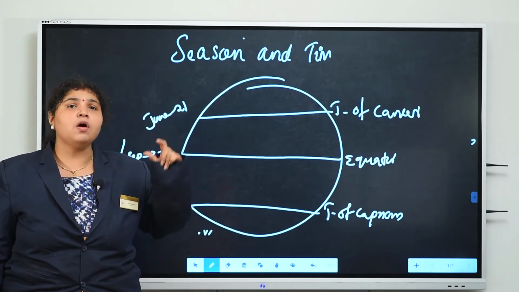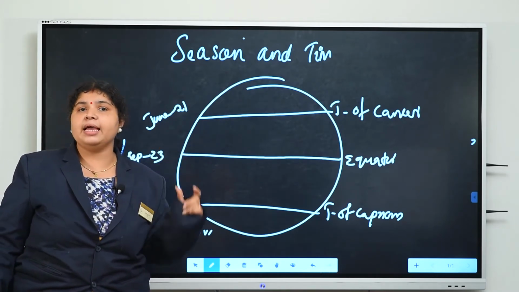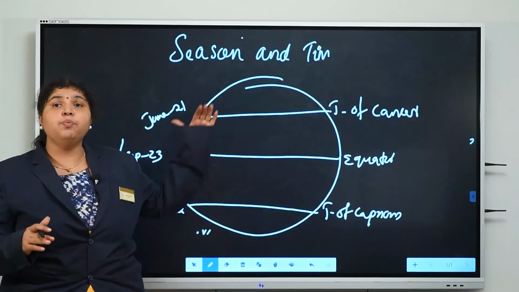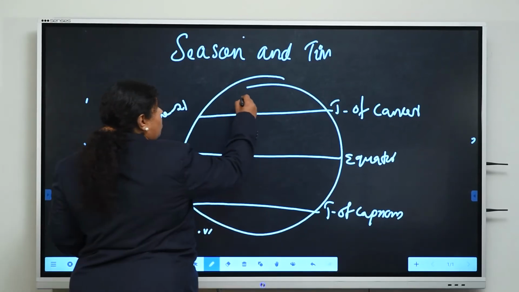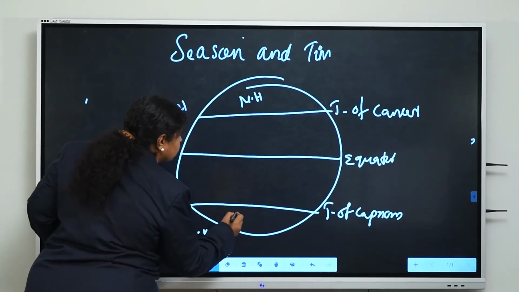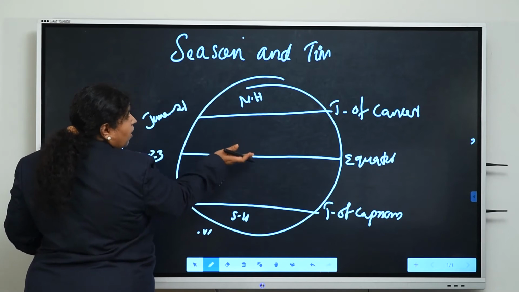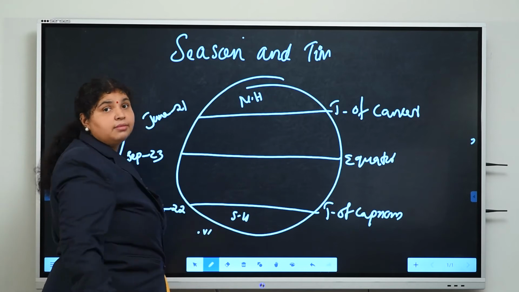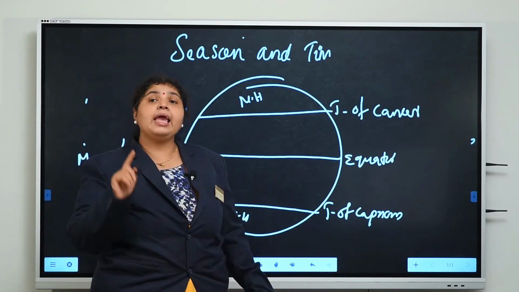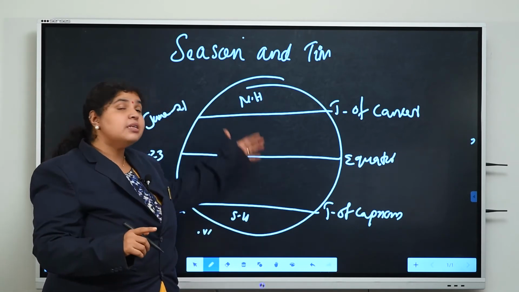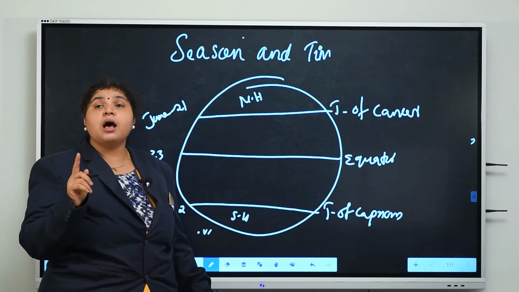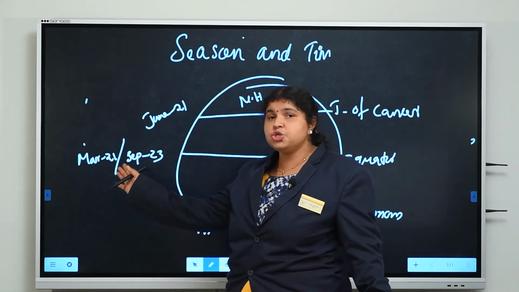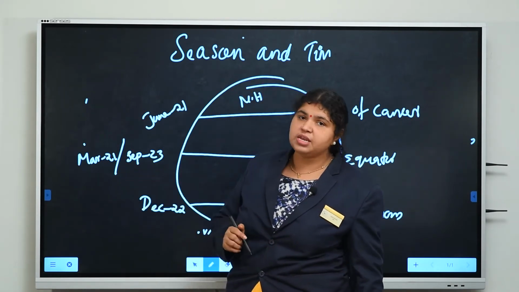The word equinox means equal day and night. When the day and night are equal in both hemispheres, the northern hemisphere and the southern hemisphere. Above the equator lies the northern hemisphere, below the equator lies the southern hemisphere. When day and night are equal in these hemispheres, those days are called equinox days. The equinox days are March 21 and September 23.